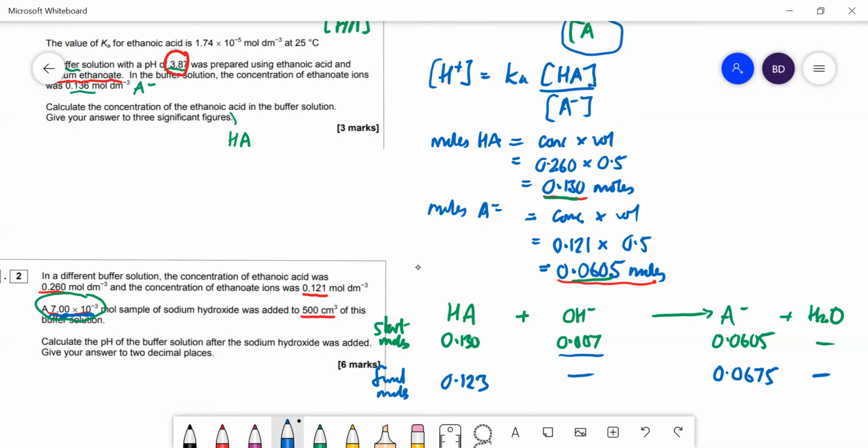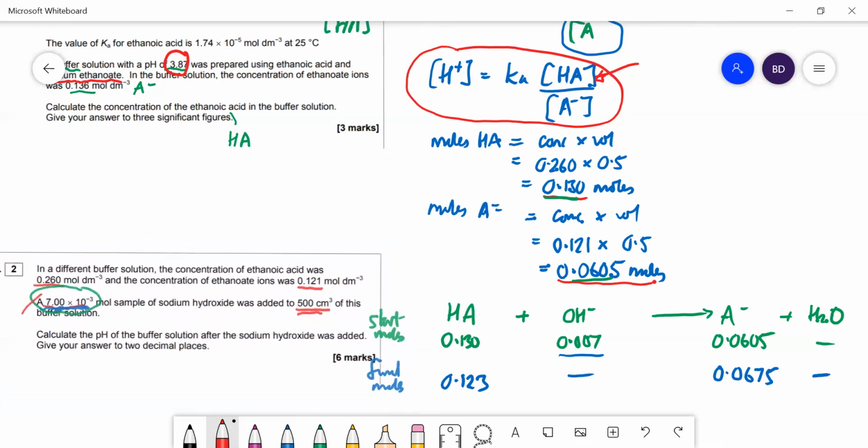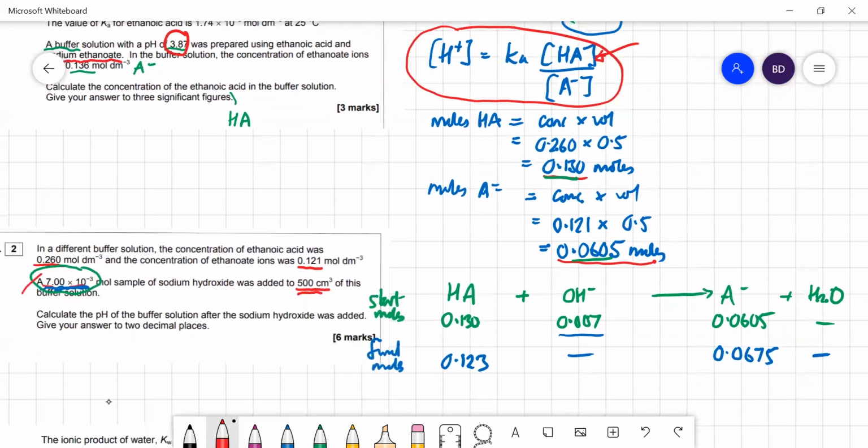Now, are we ready to put that into this equation? We are not, because that's square brackets. That means concentration, not moles. So we do know, well, we sort of know what the final volume is. It's 500 centimeters cubed, but I think it's going to be a tiny bit more than that because you've added some sodium hydroxide. That's going to increase the volume a little bit. We don't need to know what the real volume is because let's call the volume V, and we'll see the V's will cancel out.